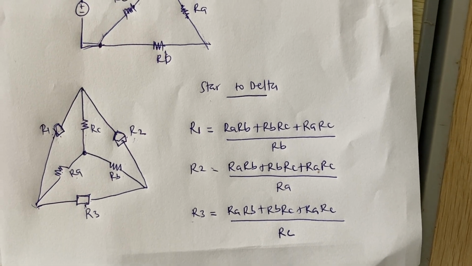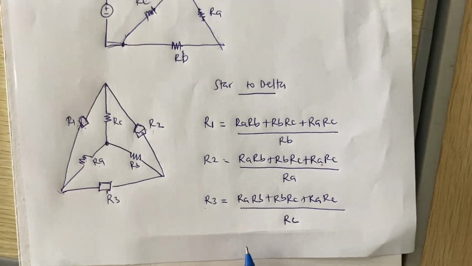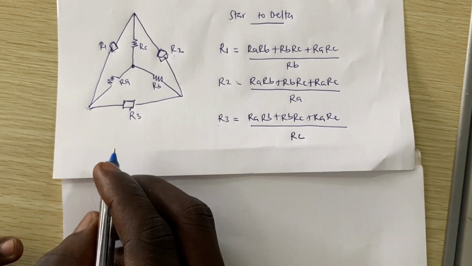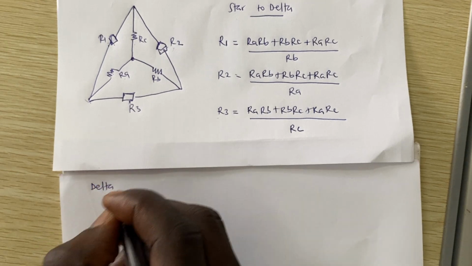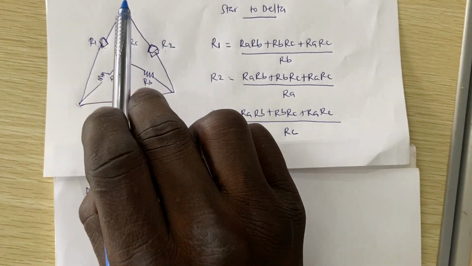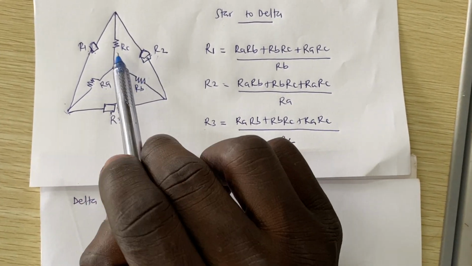So now let's look at how you can change from delta to star. All right, so this is from our star to delta. Now let's consider from delta to star. So the delta is the outer element, right? And we want to convert and find what is inside here.